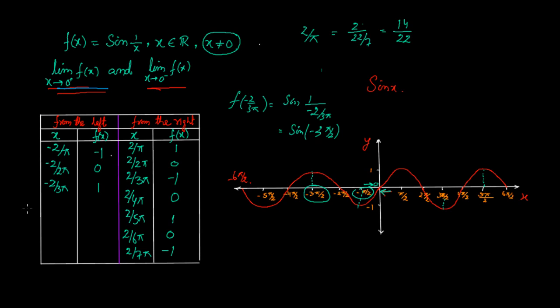so it is 1. Similarly, minus 2 by 4 pi will be equal to 0. Similarly, minus 2 by 5 pi equals minus 1. Minus 2 by 6 pi, that's equal to 0. And similarly, we can have minus 2 by 7 pi. That will be equal to 1.